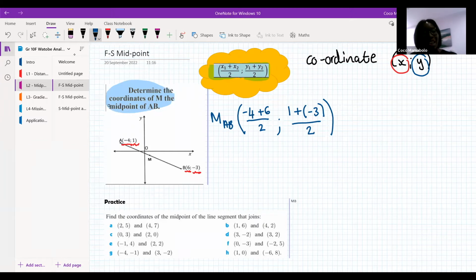And remember, I'm not going to get just one answer like we did for the distance formula. I'm not just going to get a length. I'm going to get another coordinate. So I'm going to have an x value and a y value.